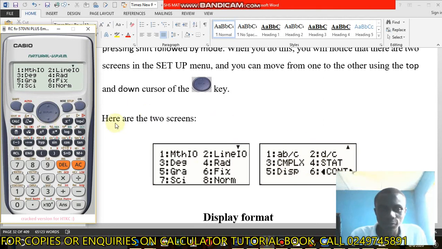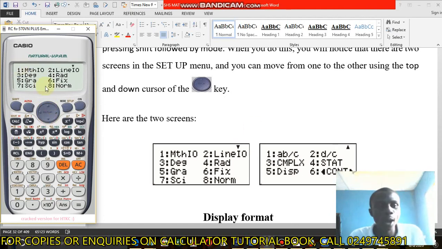When you press the down cursor of the cursor control key, it will send you to the second screen. Now we are there. The second screen also has 1 to 8. Now, let's learn the meaning of these setups. So we go back to the initial one.